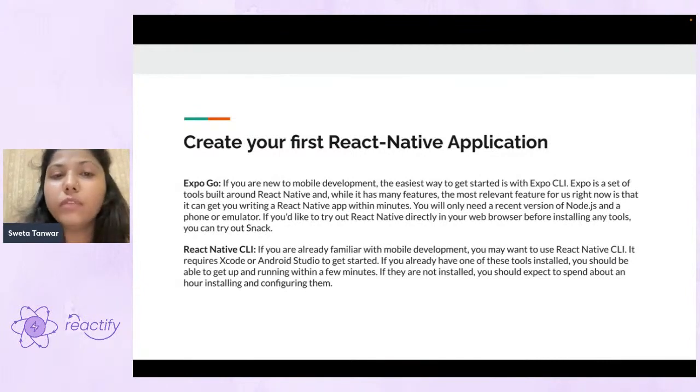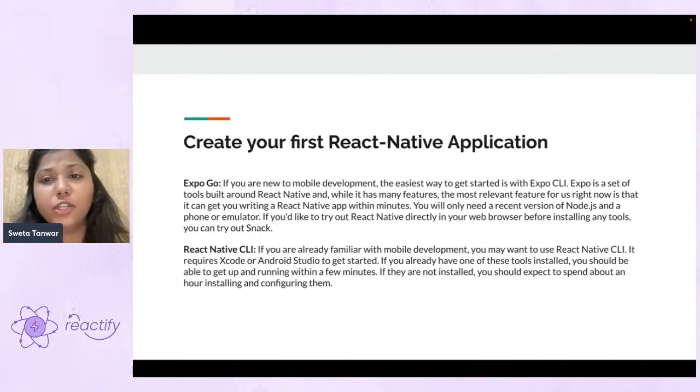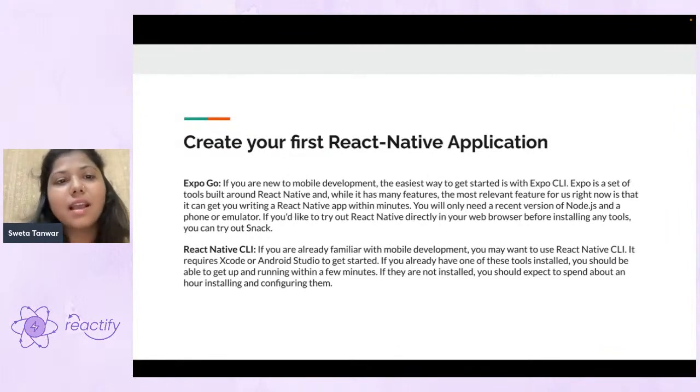Expo Go. If you're new to mobile development, the easiest way to get started is with this Expo CLI. Expo is a set of tools built around React Native, and while it has many features, the most relevant feature for us right now is that it can get you writing a React Native app within minutes. And it's true, I'll be showing you the demo. You can actually get started with Expo Go within minutes. You'll only need a recent version of Node.js and a phone or an emulator.